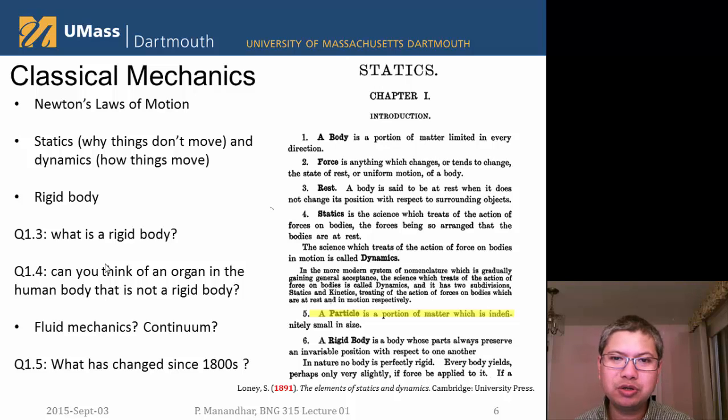So this is a book. On the right, you see the book is from 1891. What do you think had changed from 1891 or the 1800s to now in terms of classical mechanics?